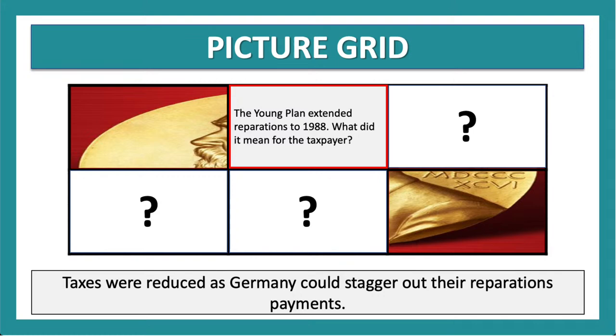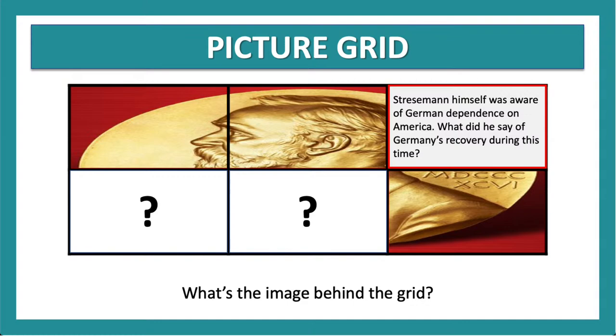We've also had a suggestion that it could be an Olympic medal. It definitely appears to be someone's face on a piece of metal. So Stresemann himself was aware of German dependence on America. What did he say of Germany's recovery during this time? So that sort of phrase that he used in relation to this. Does anyone, is this ringing any bells? I want to suggest something.